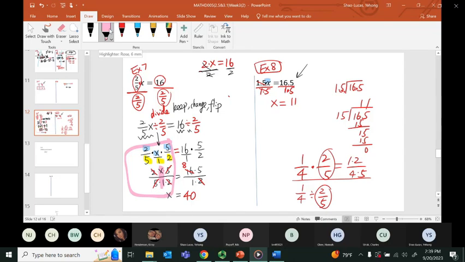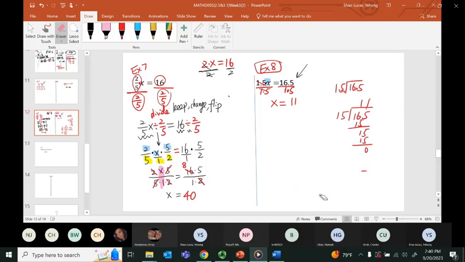Okay, but I want you to take a look at the solution. I told you there's another solution. So this is usually not what we do. So is there any quick way to do it? Yes, there is. I want you to take a look at this step right here we did. After we apply the rule keep, change, flip, what did we end up with? I'm going to rewrite this. 2/5 x times 5/2 equals 16 times 5/2.